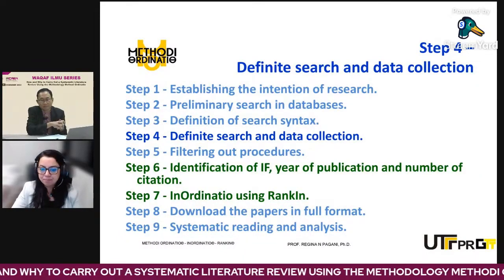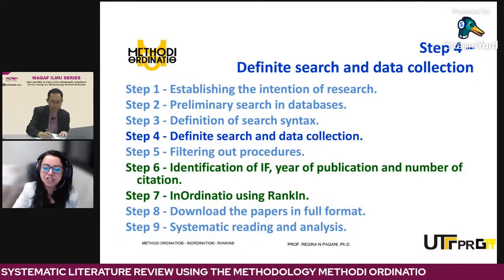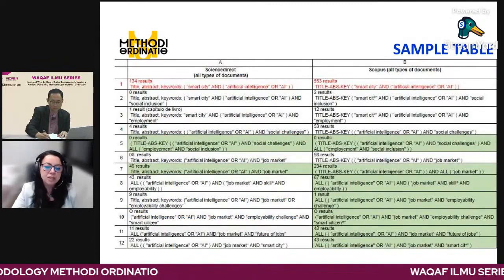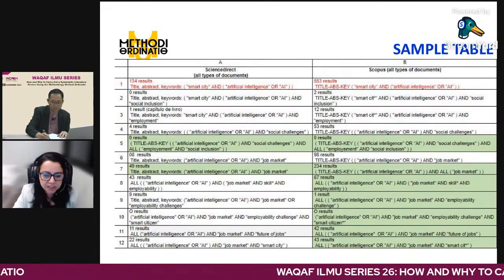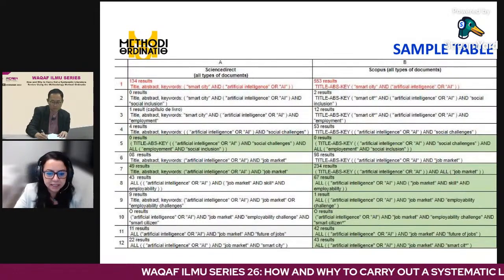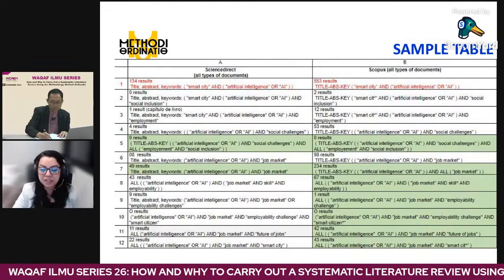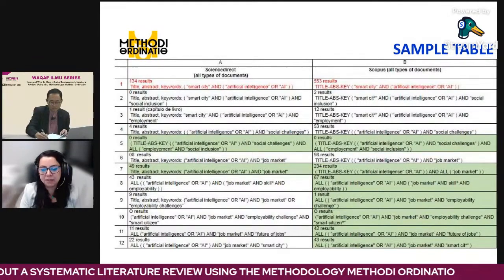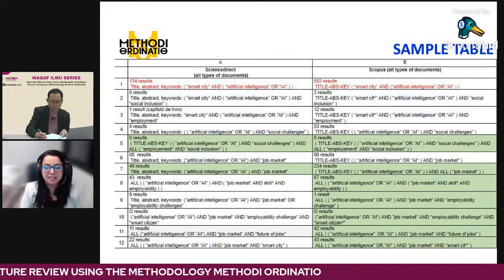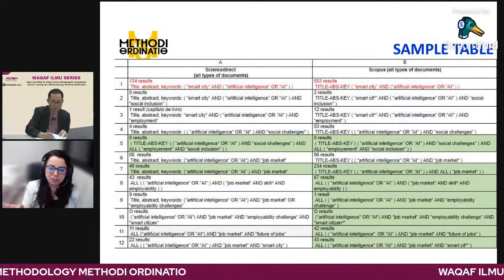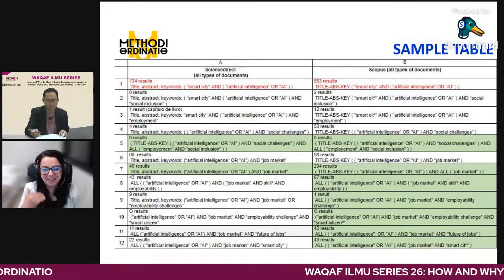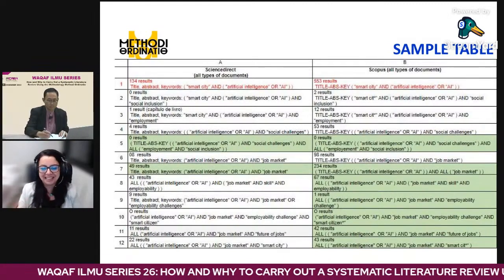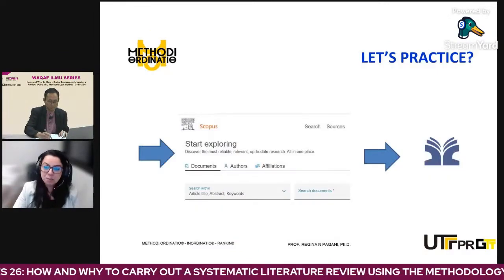All right, and finally, we're going to the definite search and data collection, which I'm going to perform with you right now. These are, it's too small to see, a sample table, but I have here Science Direct and here Scopus. This is the table from a paper we wrote on artificial intelligence, not long ago, but which is already an old research, because artificial intelligence has changed so much lately.